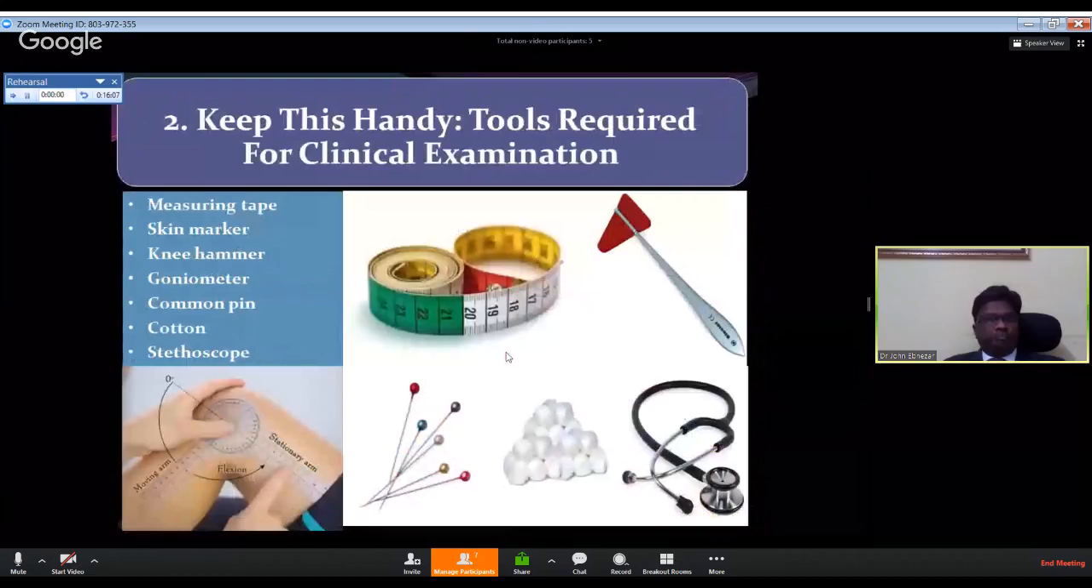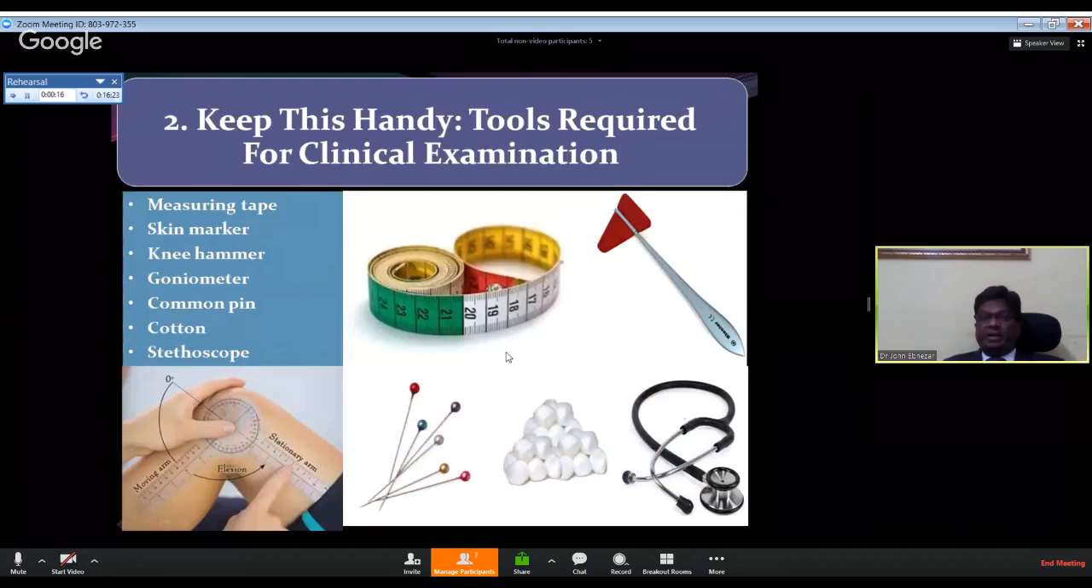Tools required for the examination. In a hurry, don't forget these things while you are going to the hall. They create stress for you. Measuring tape, skin markers, a hammer, chronometer, a pin, cartridge, telescope. These are the ones you require in the exam. So keep them handy.